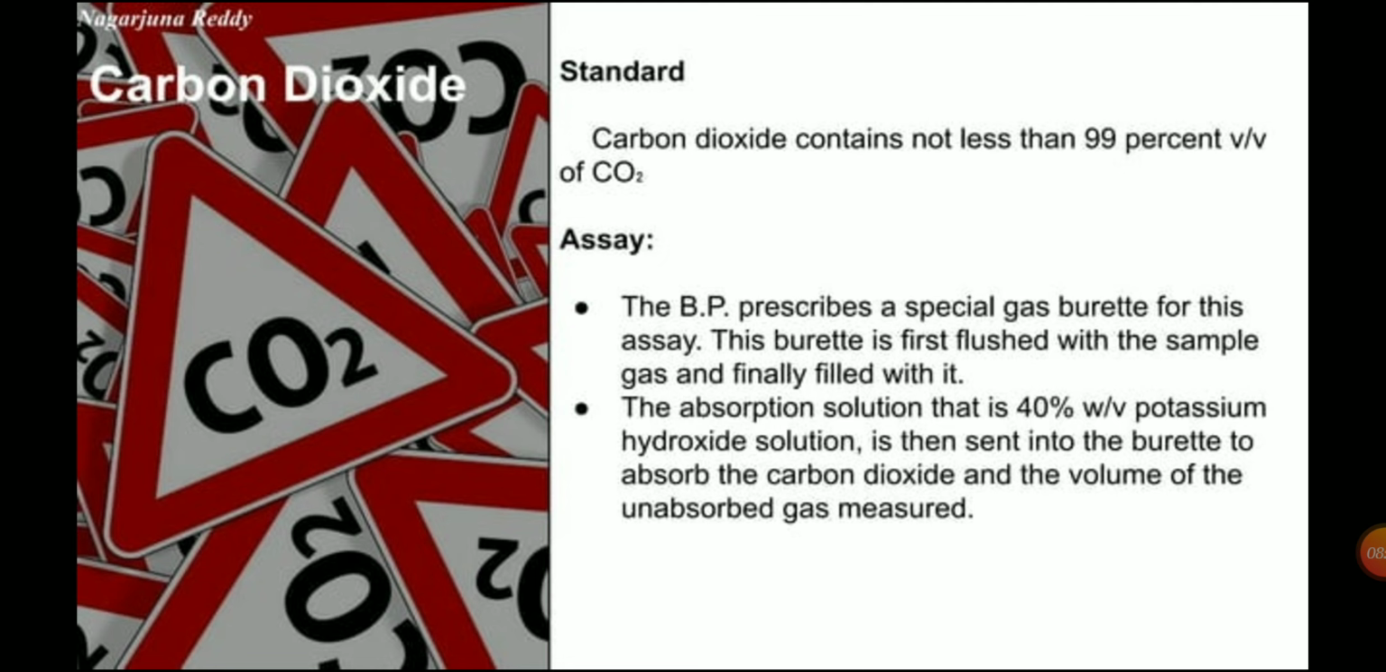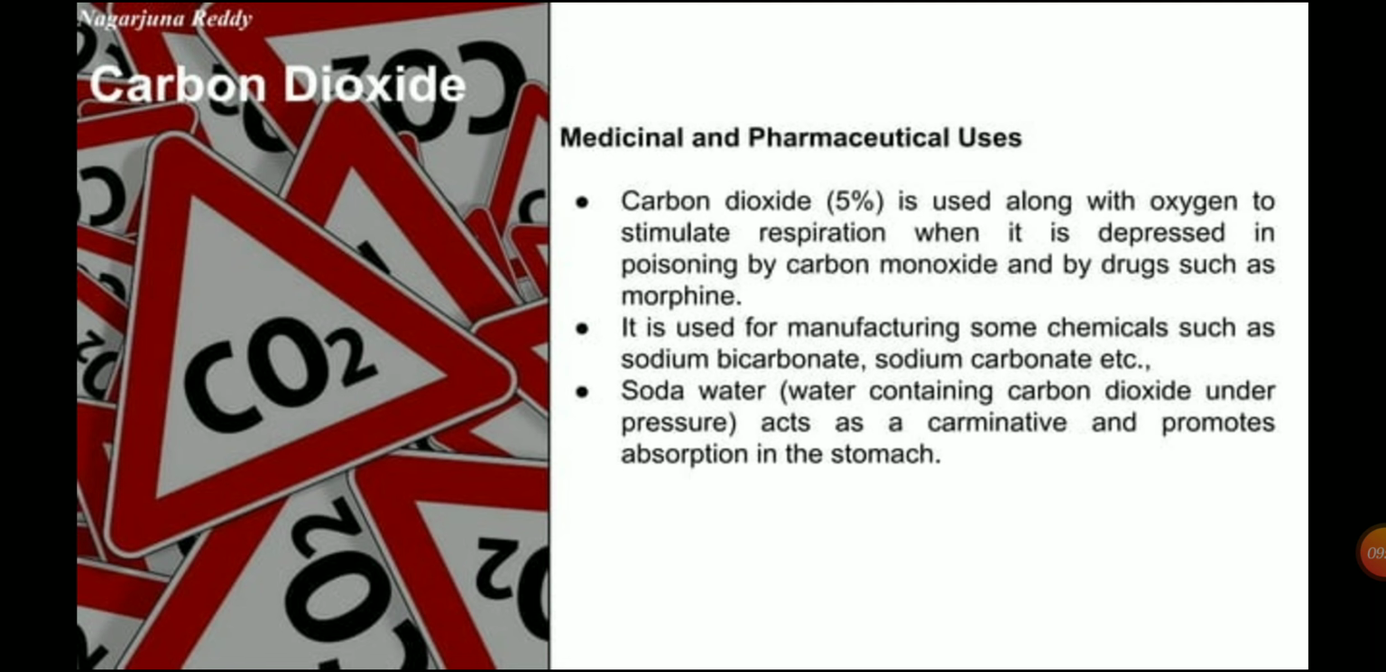Okay. The absorption solution, 40% weight by volume of potassium hydroxide solution, is then sent into the burette and absorbs the carbon dioxide, and the volume of the unabsorbed gas is measured. See, simple process. What is absorbed we have to check, and calculate the volume of the unabsorbed gases. Medicinal and pharmaceutical use.